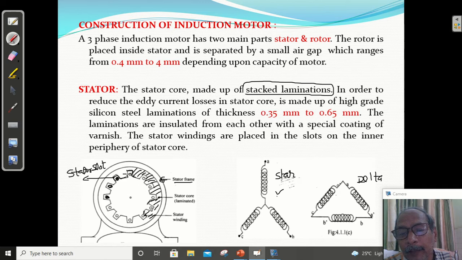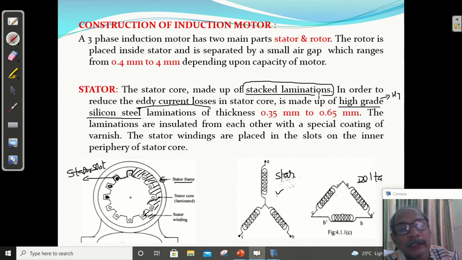तो you can say यहाँ पर इस स्टेटर कोर के ऊपर वाइंडिंग है, उसको कौन सी वाइंडिंग बोलते हैं? स्टेटर वाइंडिंग. It should be laminated to reduce the eddy current loss. So stator core is not solid but it is laminated in order to reduce the eddy current loss. Okay, and it is made up of high grade silicon steel. What is the purpose of high grade silicon steel? To reduce the hysteresis loss.